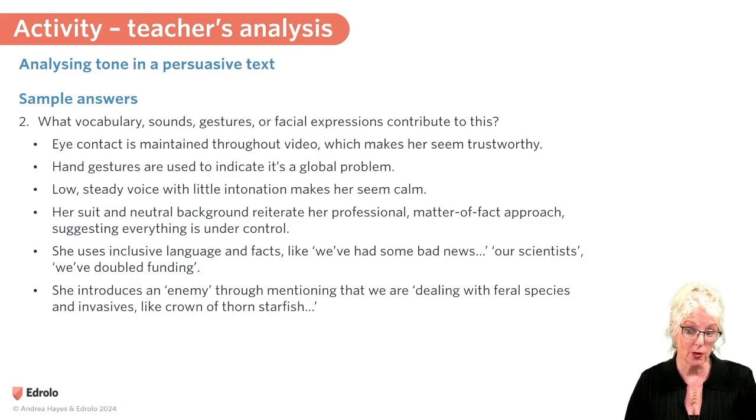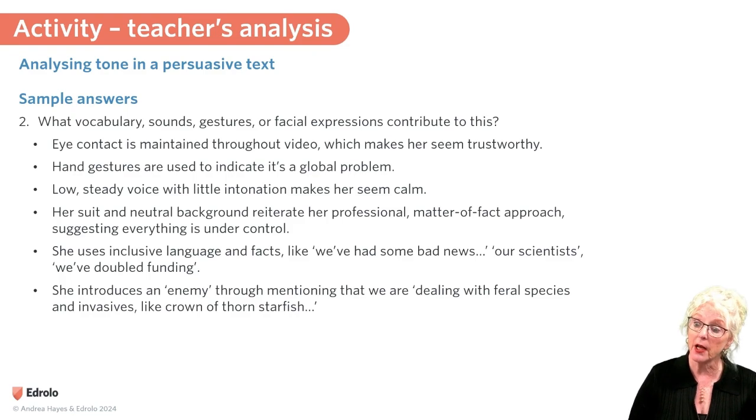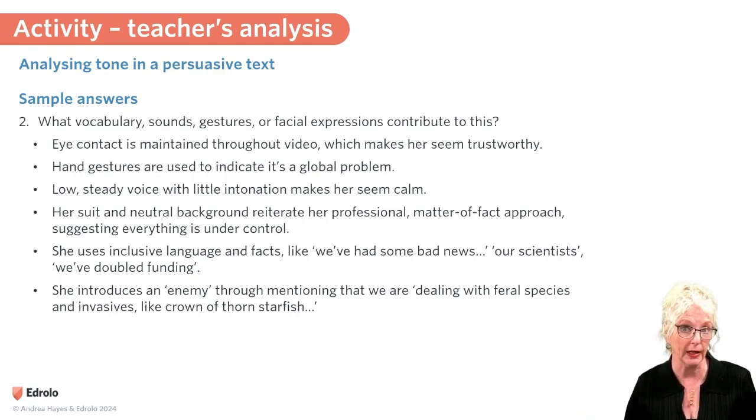She uses inclusive language and facts like, we've had some bad news, our scientists, we've doubled funding. She introduces an enemy, mentioning that we are dealing with feral species and invasives like the crown-of-thorns starfish.